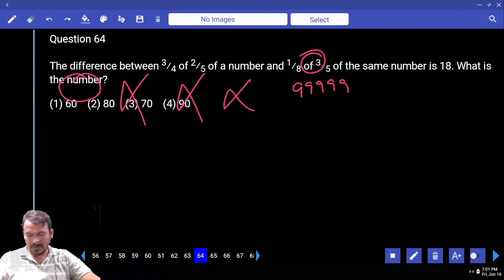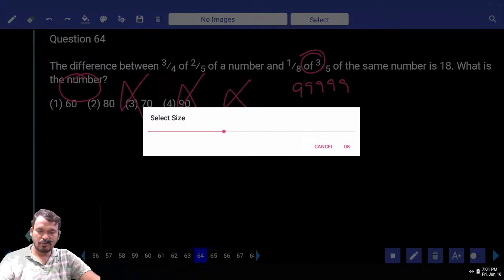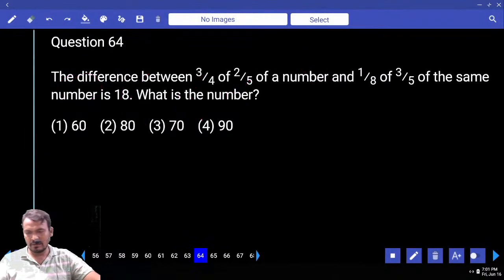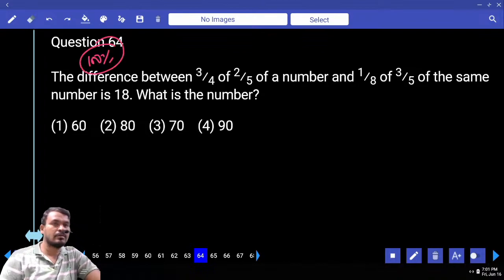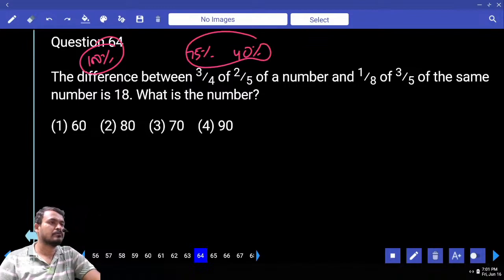64. The difference between 3/4 of 2/5 of a number is 1/8 and 3/8 of the same number is 18. Any number is always 100%. Here 3/4 means 75%, 2/5 means 40%. What is the 75% of 40%? 75% of 40%, 30%.